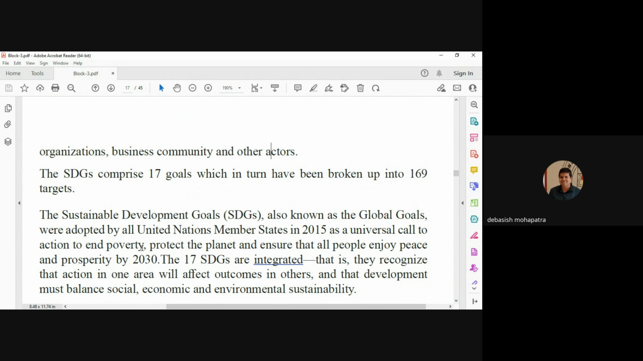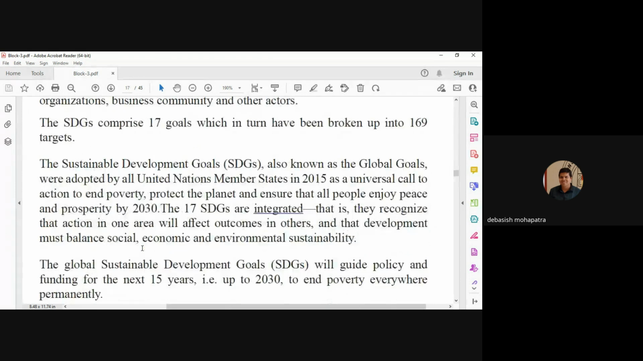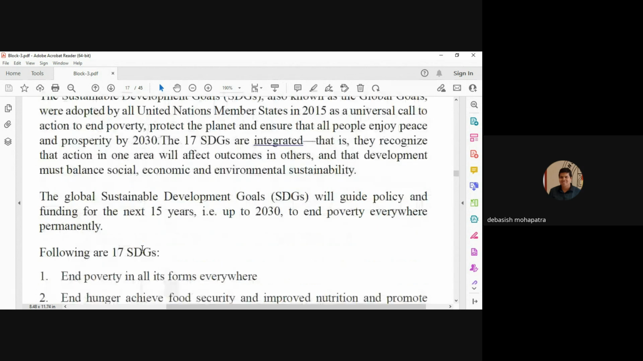The Sustainable Development Goals, also known as the Global Goals, were adopted by all United Nations member states in 2015 as a universal call to action to end poverty, protect the planet, and ensure that all people enjoy peace and prosperity by 2030. It is possible. The 17 SDGs are integrated. They recognize that action in one area will affect outcomes in another, and that development must balance social, economic, and environmental sustainability.